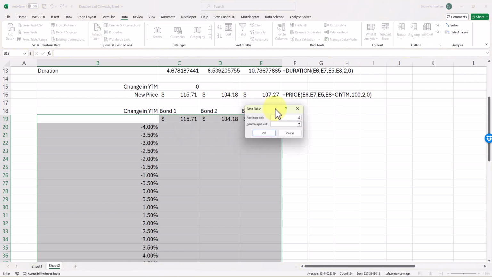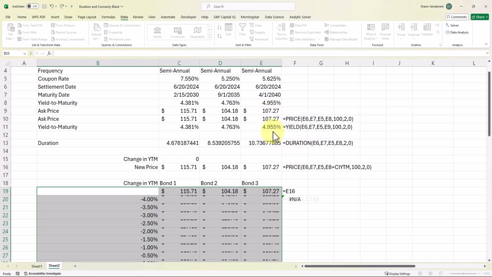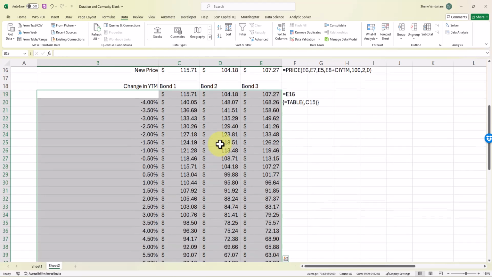So we're not going to put anything in for the row input cell because we don't have a variable going across the rows, but we do have a variable here, and this is the change in the yield to maturity. So our column input cell will be cell C15, the one that I named and that you have named in your worksheet there, CIYTM. So this is going to show us the values of those bonds given a change in the yield to maturity. Okay. So your data table should look like this.